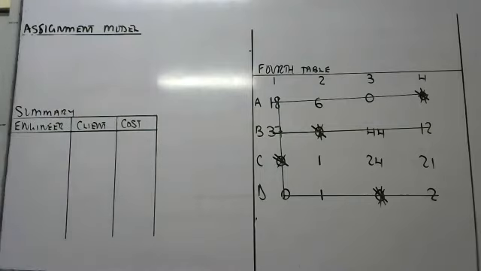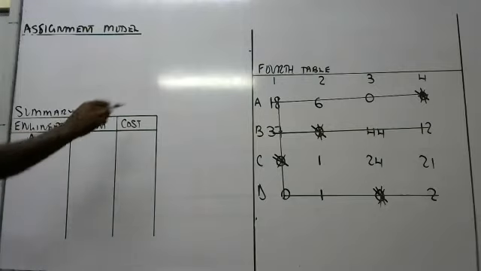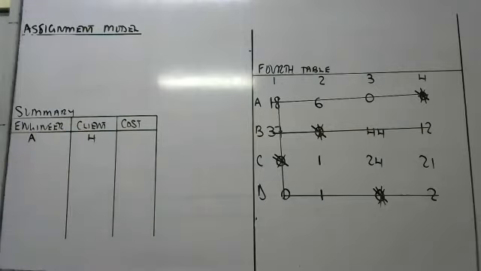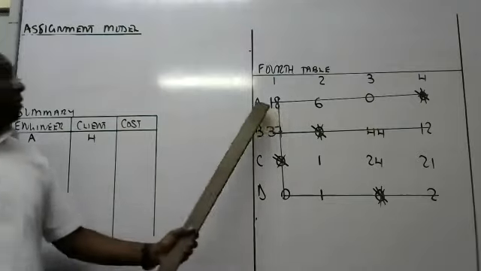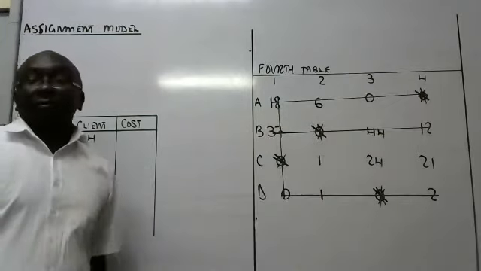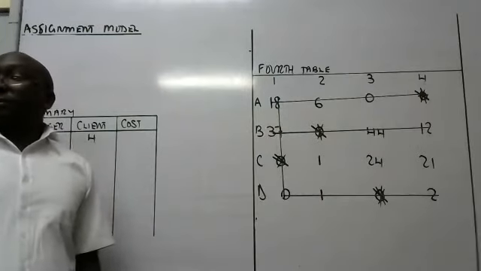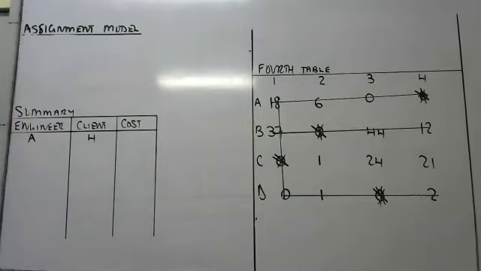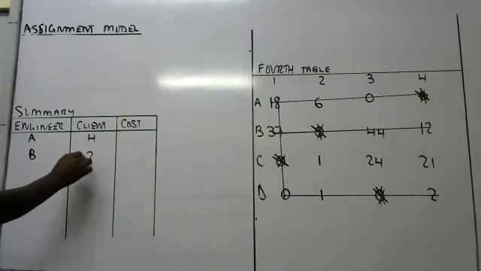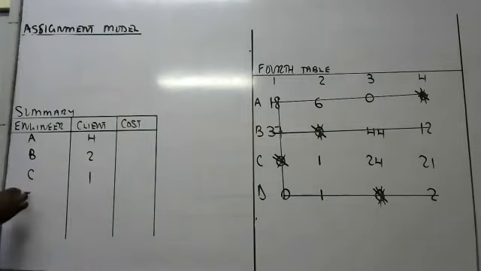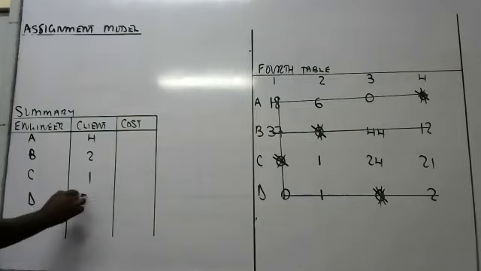So the summary is we have engineer A, and according to this table, engineer A should go to client 4, A4. B is supposed to go to 2. C is going to 1. And D is going to 3. Then here we'll have total.